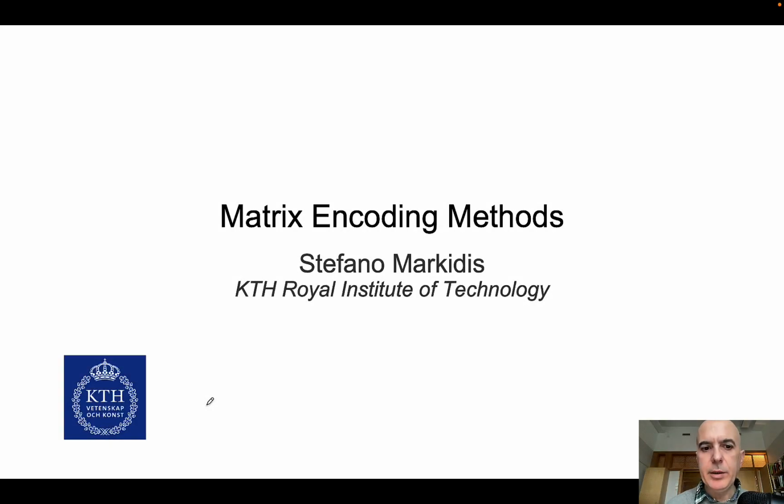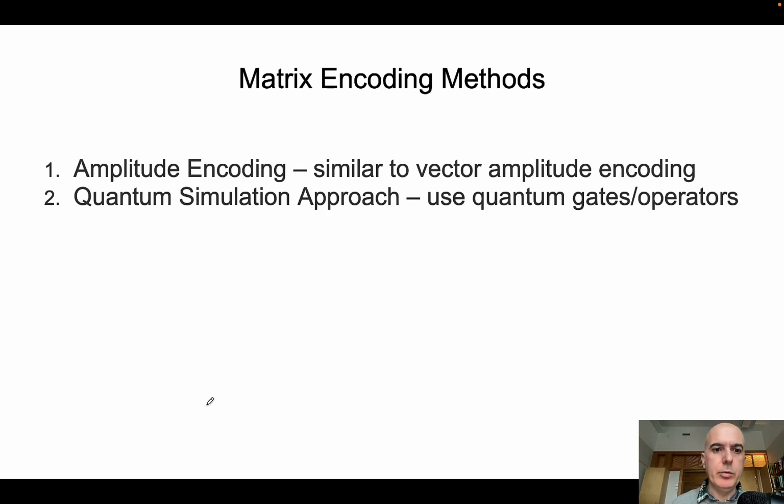Hi, welcome back. In this lecture, I would like to talk about encoding methods for expressing matrices using quantum states. We will see that there are two main techniques. The first one is amplitude encoding. It's very similar to the vector amplitude encoding we saw in the previous lecture.